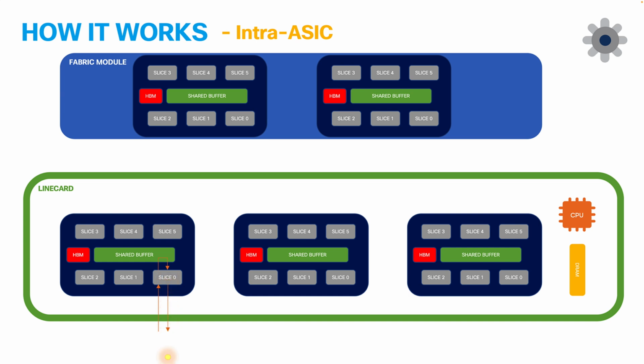However, if the destination port is assigned to a different slice than the one used by the source port, the packet will be sent through the ASIC buffer to the egress pipeline of the destination slice.